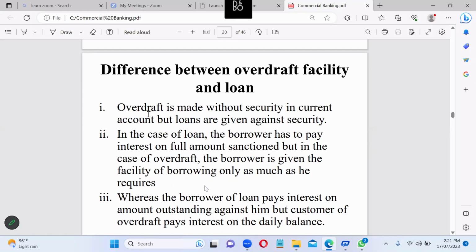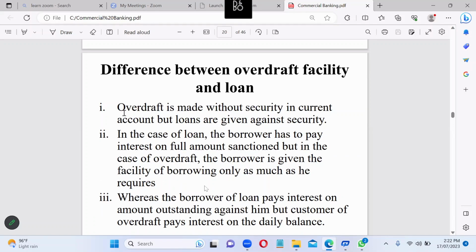Another thing: the overdraft interest rate is calculated for a particular day, each and every day, but for long-term loans, the interest is calculated monthly, and we have to settle the payment for the long-term loan on an installment basis. For the overdraft, we can pay the money in one-time settlement within 15 days. So this is a short-term loan, and that is a long-term loan.